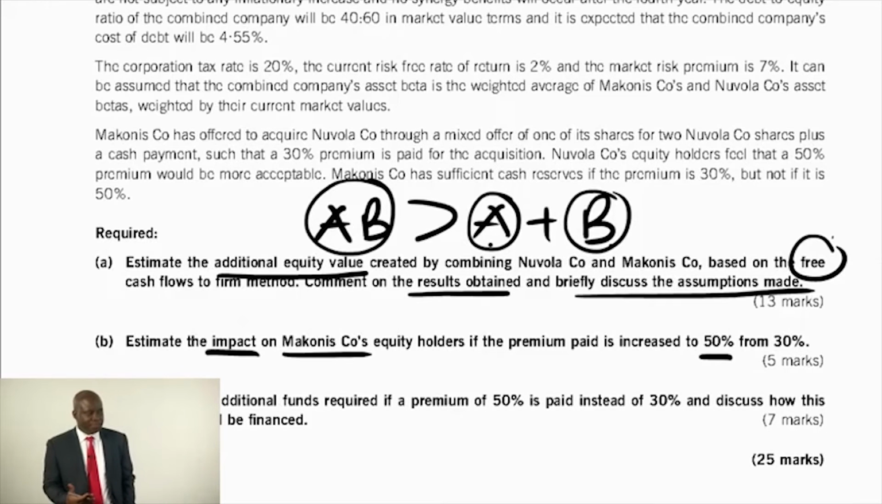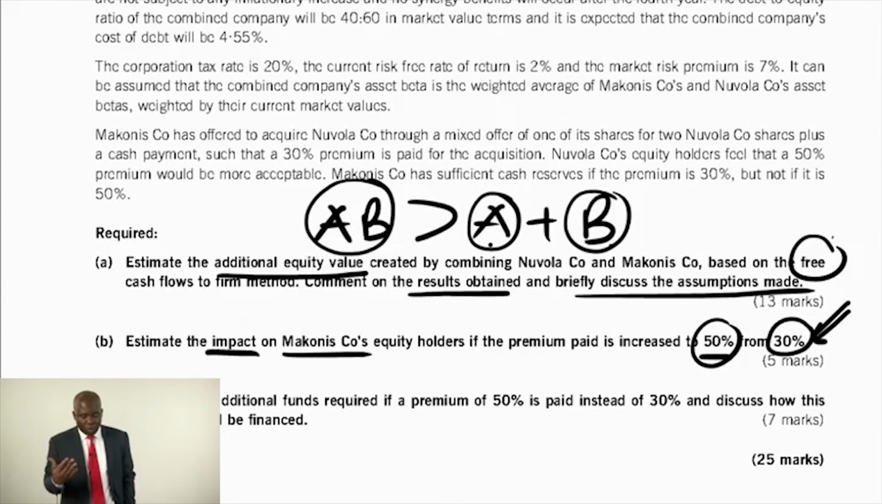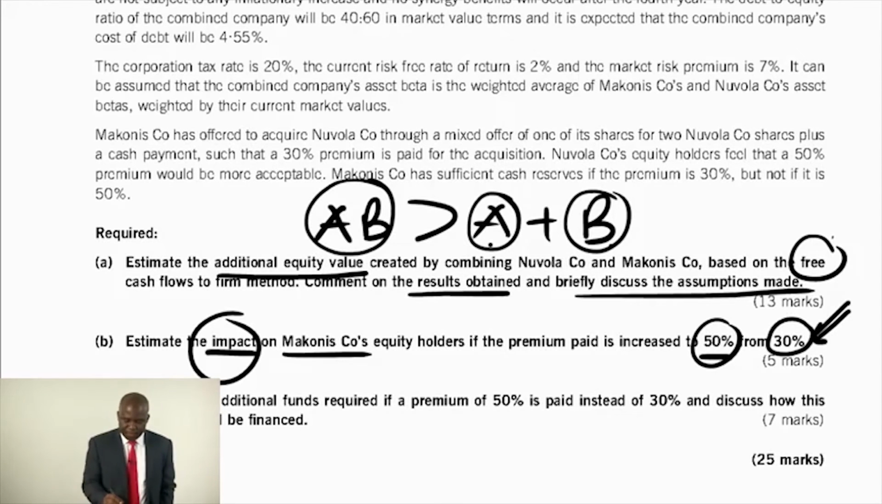Okay, impact here means you have to look at what is the current situation and what will be the revised situation. Currently, they said 50 from 30. It means if we are paying a premium of 30, what will be the wealth created for them? If we have to pay a premium of 50, what will be the wealth created for them? That difference is the impact or the effect. Sometimes the examiner might say effect.